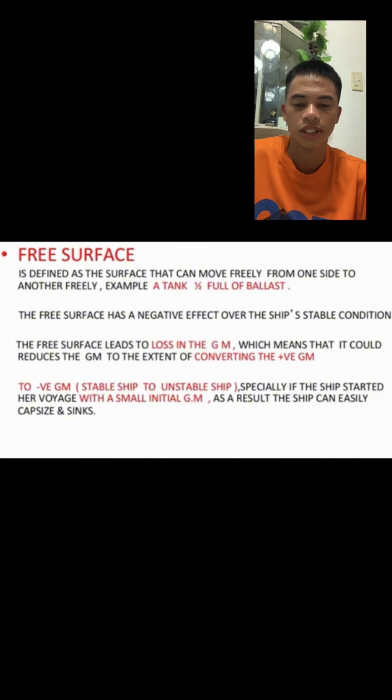The free surface has a negative effect on the ship's stable condition. The free surface leads to loss in the GM, which means it could reduce the GM to the extent of converting it to a negative GM. A ship with unstable shape that starts a voyage with a small initial GM can, as a result, easily capsize.